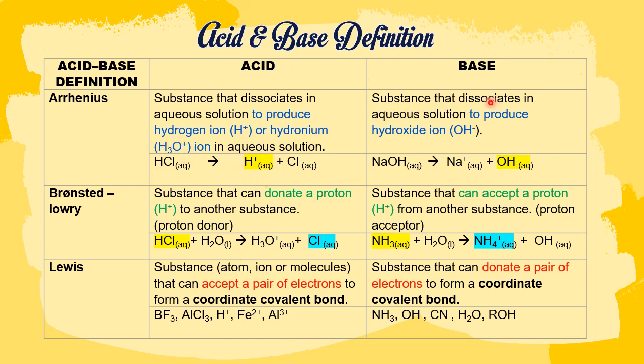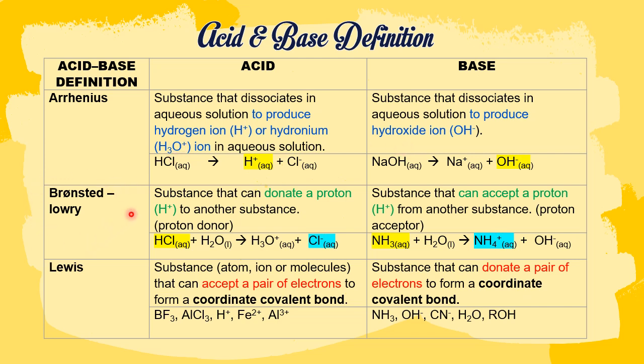While for Arrhenius base, it is a substance that dissociates in aqueous solution to produce hydroxide ion, OH negative. For example, sodium hydroxide dissociates into sodium plus and OH negative. So OH negative, this is Arrhenius base. But this one is not general in use. The most common one is Bronsted-Lowry.